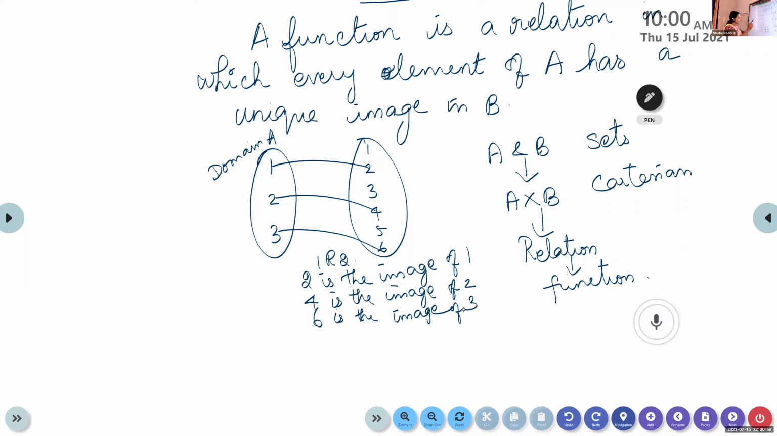Listen, children. Here we are defining the relation R. Is it a function? When will you say a relation is a function? Every element in the domain should have a unique image. Therefore, here we can say R is a function. Note it down in your notebook, children. You are not having the textbook, so note it down.